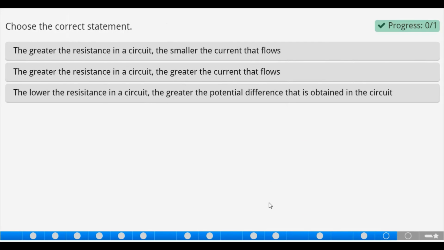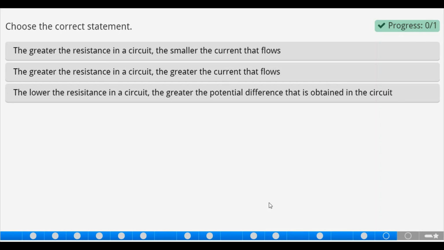Now let's choose from these statements. We choose the correct statement. The greater the resistance in a circuit, the smaller the current that will flow. That statement is correct. It's coming from the point of R is equal to V over I. What we are typically trying to say here is that the resistance is inversely proportional to the current. So if resistance is higher, current will be lower or smaller.